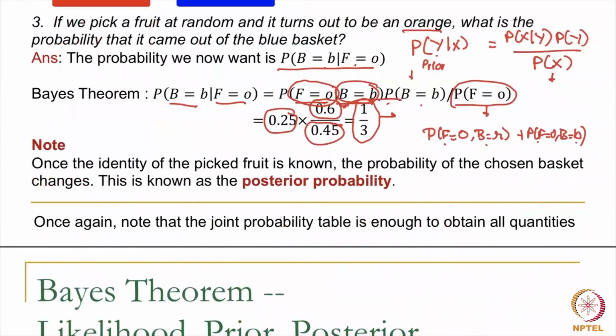This probability is known as the posterior probability. That is, before I knew anything, I said the basket was blue with probability 60%. After I knew that the fruit is an orange, I can now give you a posterior probability that is only 33%. Again, it's sufficient to just make the joint probability table to obtain all quantities, which is what we'll be doing for the continuous cases.